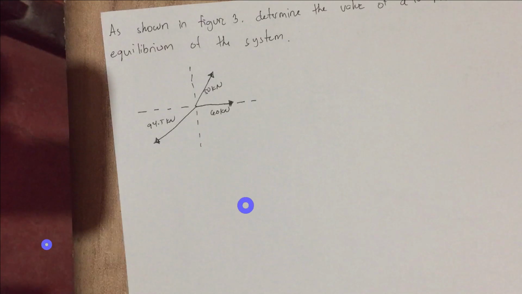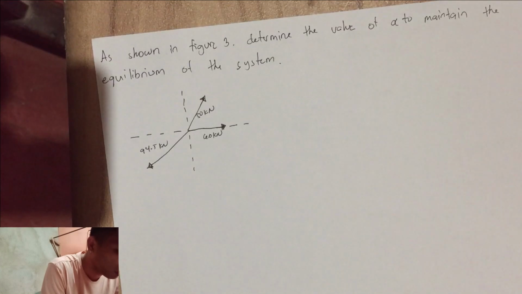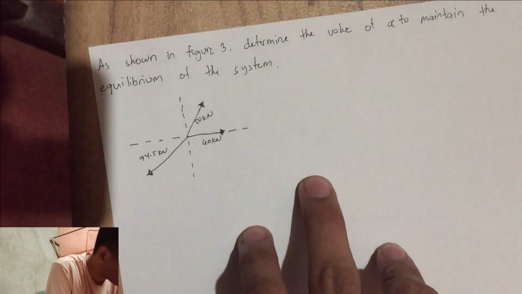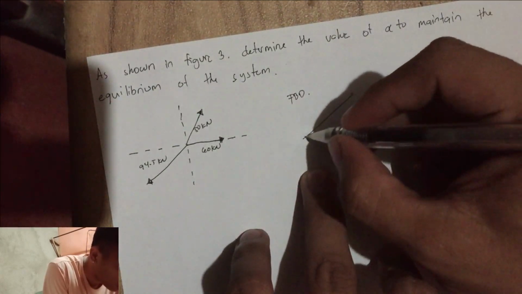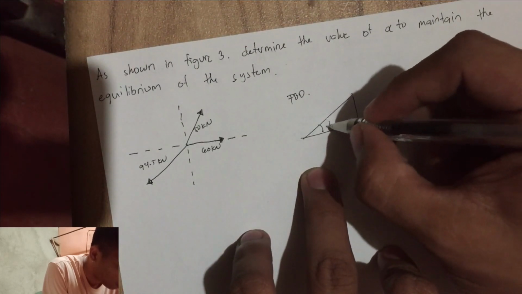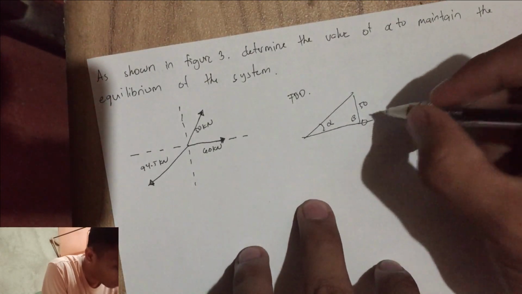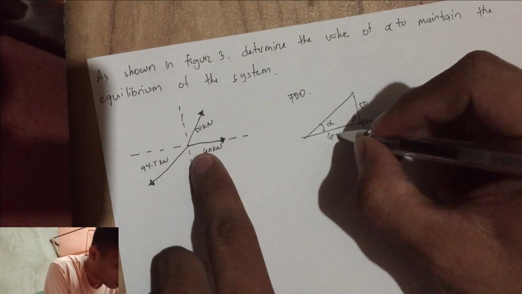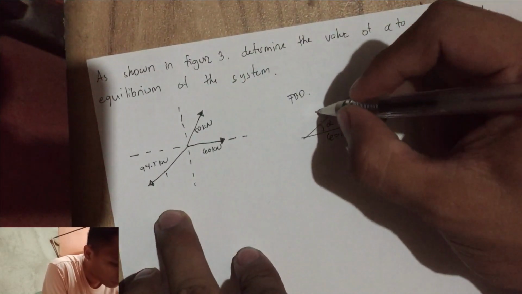Okay, for the next, as shown in figure 3, determine the value of alpha to maintain the equilibrium of the system. This is the figure, so we're going to write the FBD. This is alpha, this is beta, and then 50, the angle theta, and then 60, and this one is 94.5.